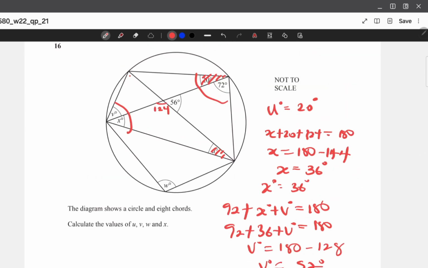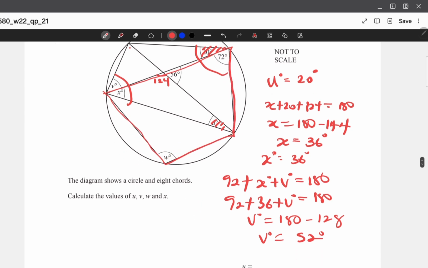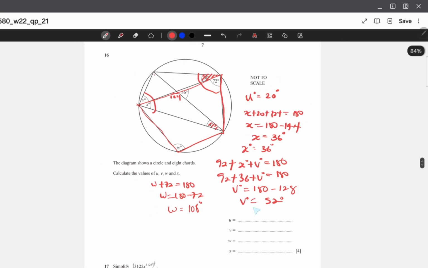Okay, so for the w, this is a cyclic quadrilateral also, and w and 72 are opposite. So I can say w plus 72 equal to 180. So w equal to 180 minus 72. Our w is now equal to 108 degrees. And that's our answer. So our u is 20, our v is 52, our x is 36 degrees, and our w is 108 degrees.